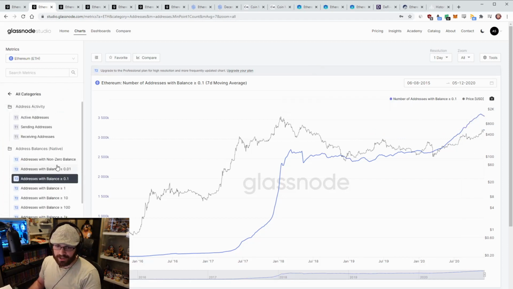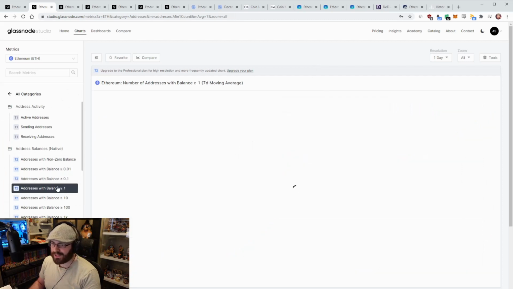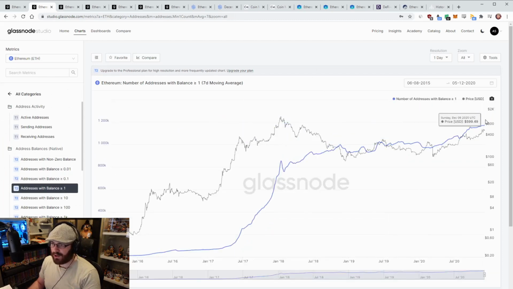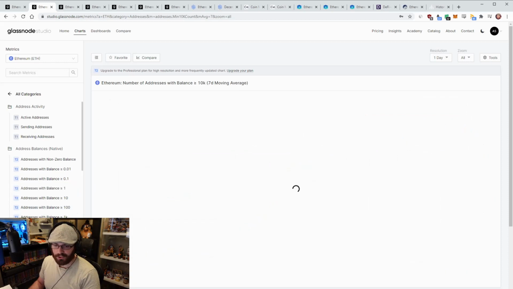There's other metrics as well for this. Like you can do addresses with a balance of more than 1 ETH, for example. And this has continued up as well. But this is obviously a lot more, right? This is over $600 at time of recording of ETH. But that's still trended up, which is really cool. And then there's metrics for every kind of denomination here, or most of them anyway.